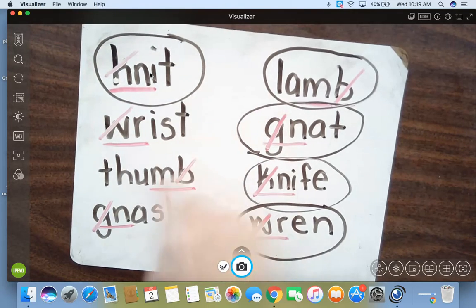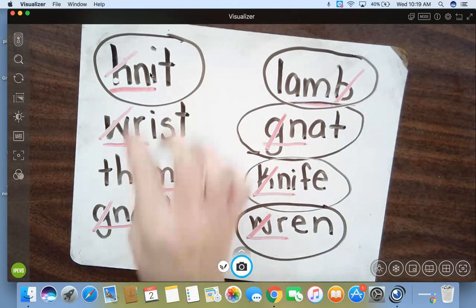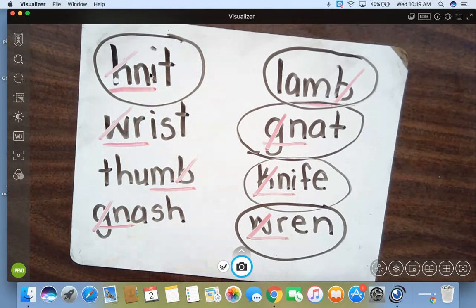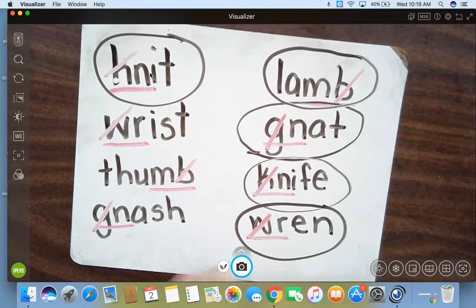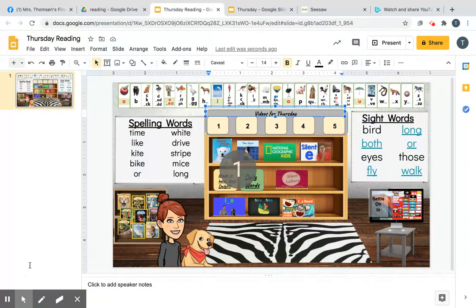Remember your sleepy digraphs. KN and GN usually come at the beginning. WR usually comes at the beginning. MB goes at the end. So good sleepy digraph review, and I'll see you guys in the next video.